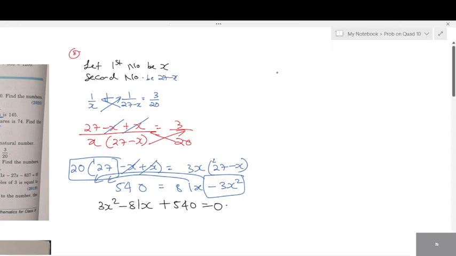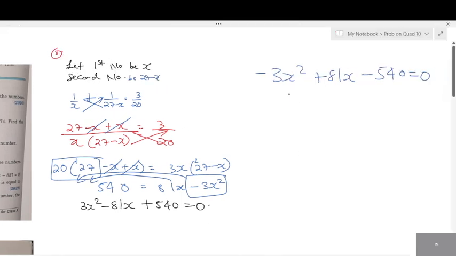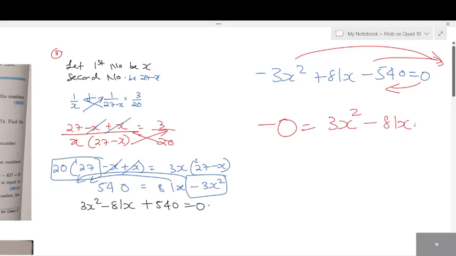What if you get a negative value? For example, minus 3x square plus 81x minus 540 is equal to 0. You can take minus common. The actual meaning is keep 0 here, convert all this to the other side. Shift 0 to this side. What do you get? 3x square, minus 81x plus 540. 0 is a neutral number, it doesn't take plus or minus.